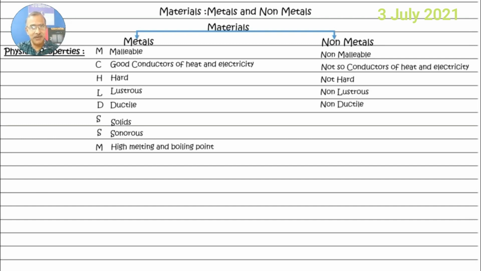Most of the metals are available in solid form, and non-metals are available in all 3 forms, solid, liquid and gases. And metals are sonorous, and non-metals do not give any ring sound when they are beaten, so they are non-sonorous, and they have very low melting and boiling points. So it becomes very easy.